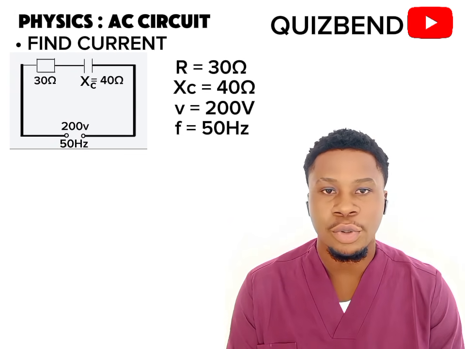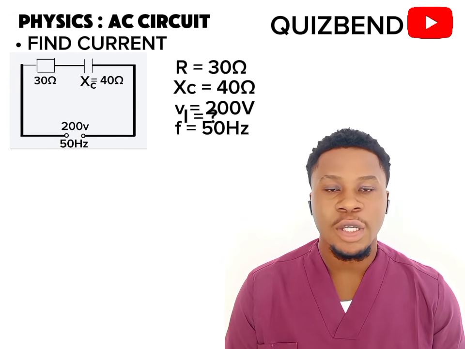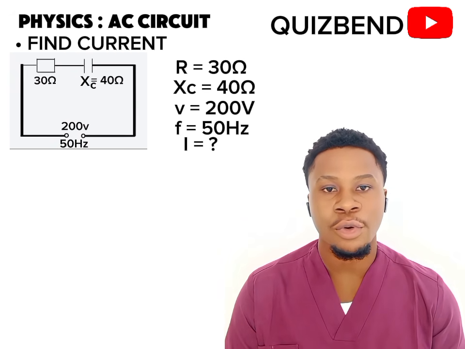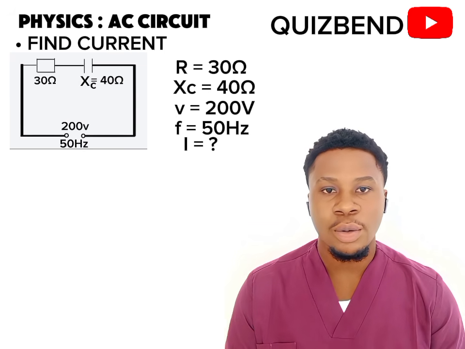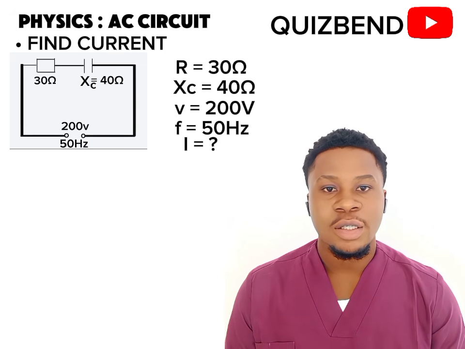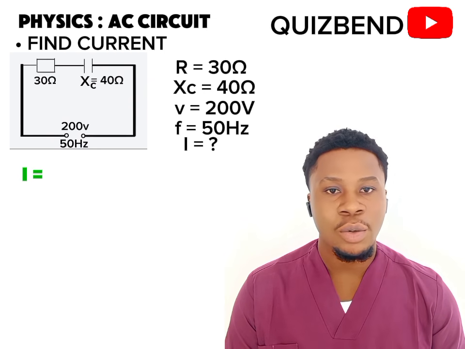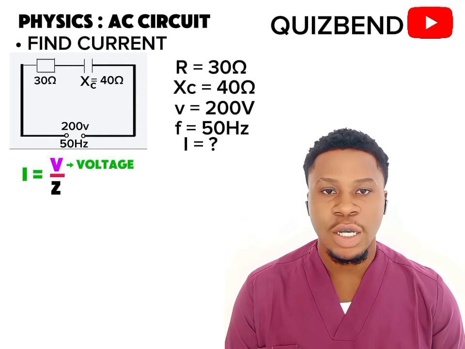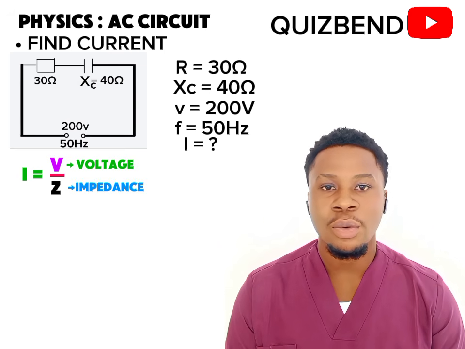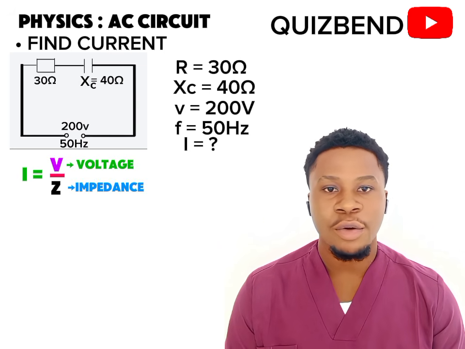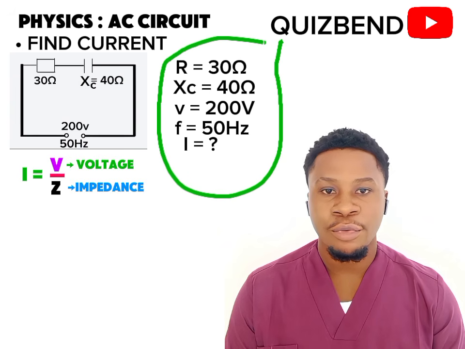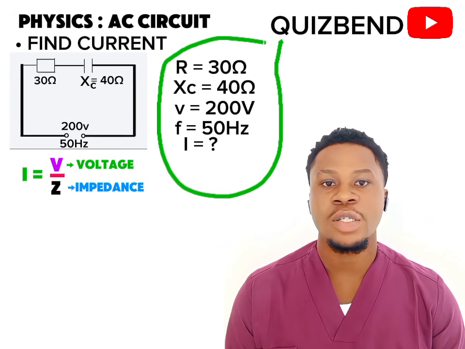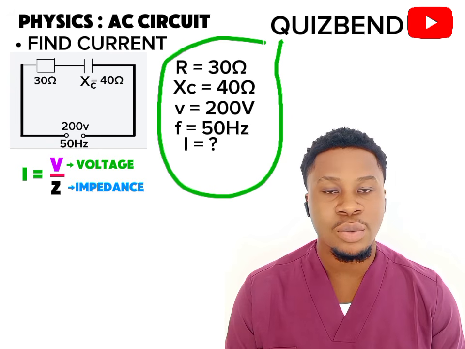Now, to get the value of current in this circuit, we are going to use the Ohm's law formula for AC current. Mathematically, it is represented as I equals V over Z, where V is the voltage and Z is the impedance. If you look at the values we have here, we don't have a value for impedance. However, we can get our value for impedance from the values we have in this question.